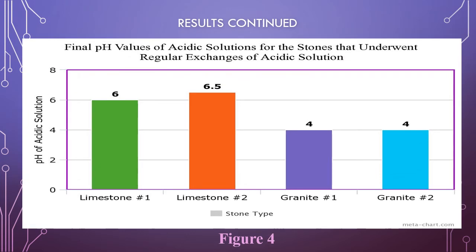And then in the last figure here, you can see the final pH values of the diluted sulfuric acid solution for the group of stones that underwent regular exchanges of that solution. So as you can see, neither of the granite stones changed the pH, but the limestones did. One of the limestones increased the pH to 6.0, and then the other limestone increased the pH to 6.5.